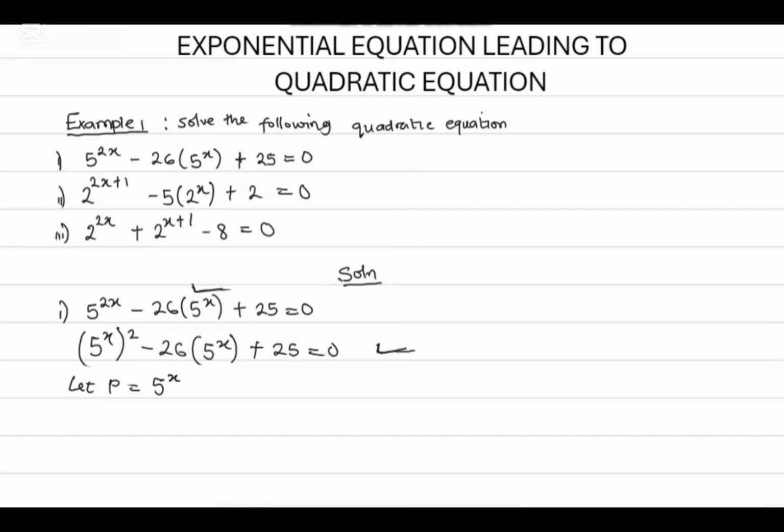And if that happens, anywhere I see 5 raised to power x, I'll put p there. So that would be p square minus 26p plus 25 equals 0. And this becomes a quadratic equation, and we can go ahead to solve this quadratic equation.